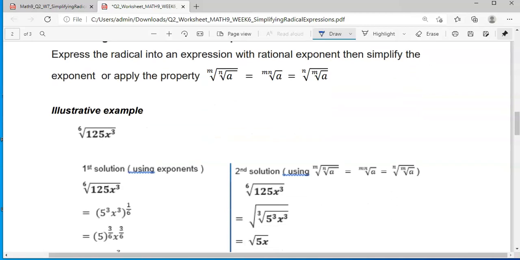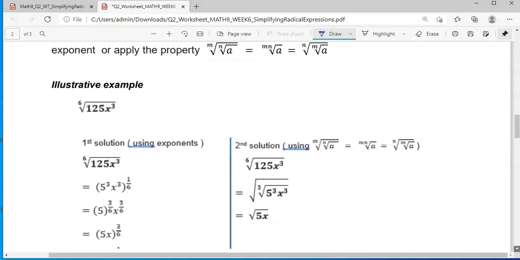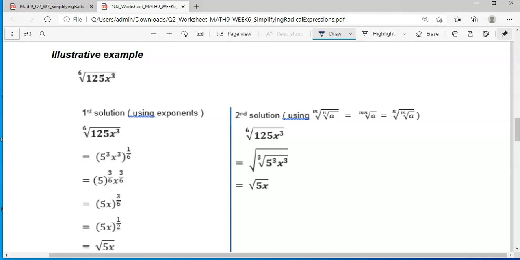The 6th root of 125 x raised to 3. So we have two solutions here. So dun muna tayo sa first solution. Okay, using the exponent. So, pwede natin gawing munang rational exponent. Okay. So, ito munang radical, pwede nating i-express yan as the 6th root of, okay, saan ba galing yung 125? Diba galing yan sa 5 raised to 3. Okay, 5 times 5 times 5. Then copy lang natin yung x raised to 3.